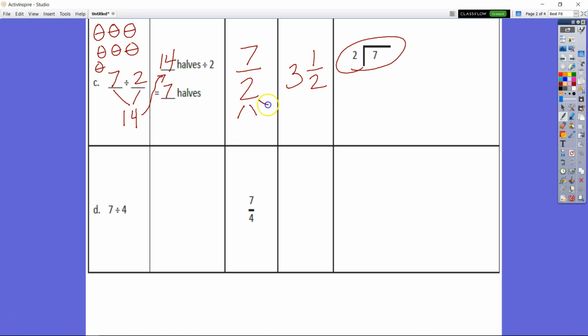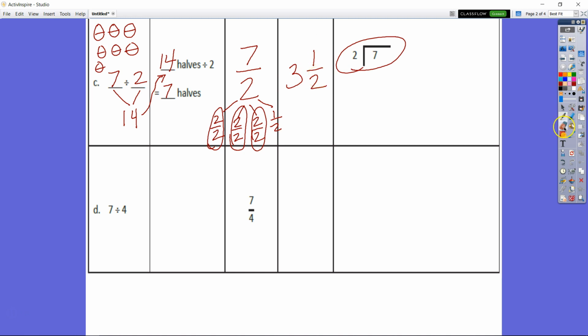And if you needed to see that, if we take 2 away, take 2 more halves away, 2 more halves, 1 half remaining. So we know that each one of these is equal to 1, and then we have 1 half remaining. So 7 halves is equal to 3 wholes and 1 half.